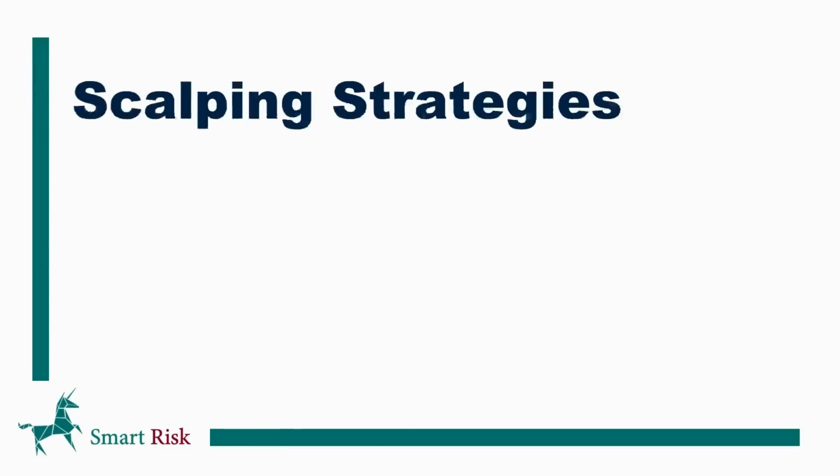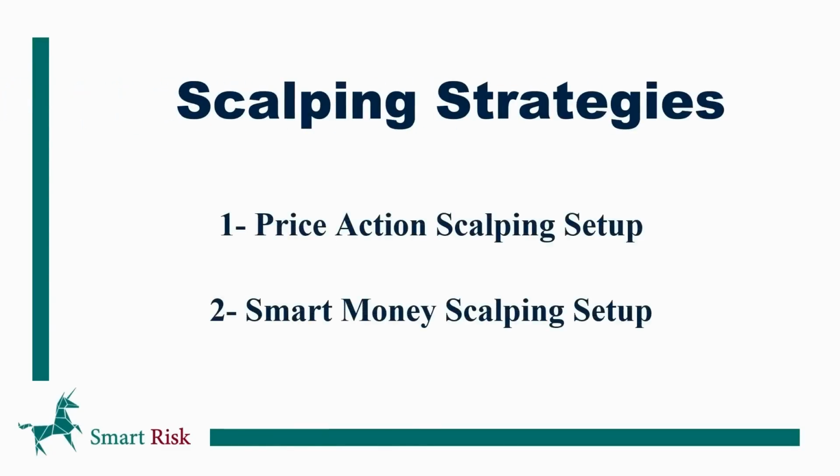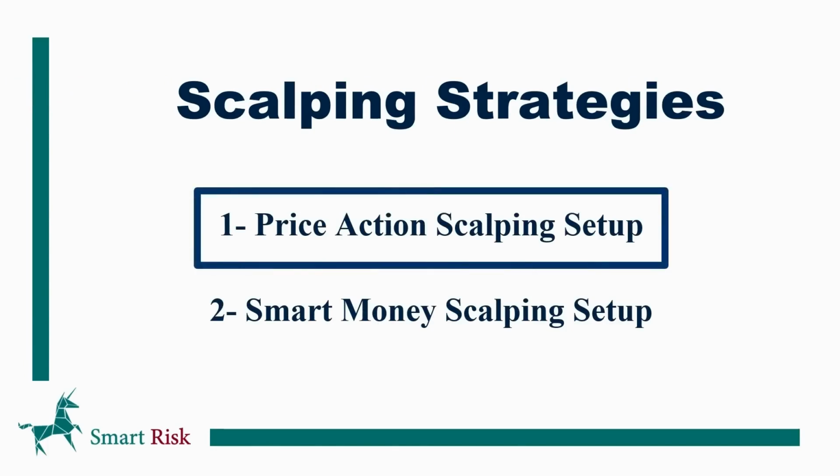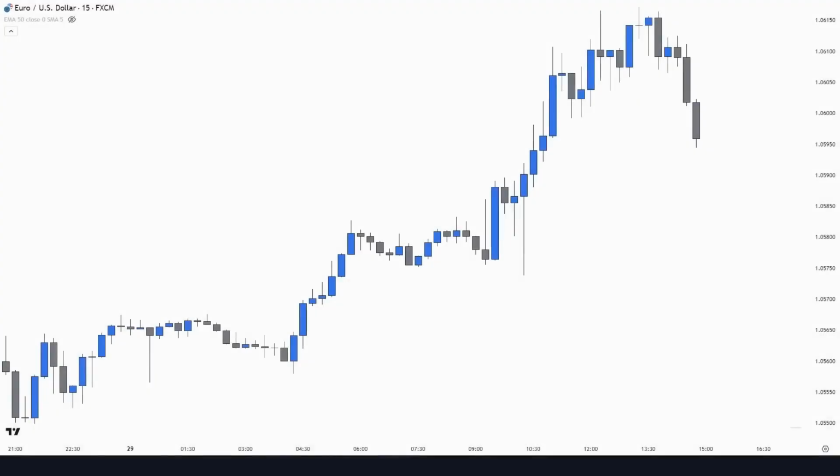Now let me explain 2 of the best price action and smart money scalping strategies with all the rules. Let's start with the price action trading setup. This scalping strategy uses 2 time frames. The first time frame is 15-minute chart.